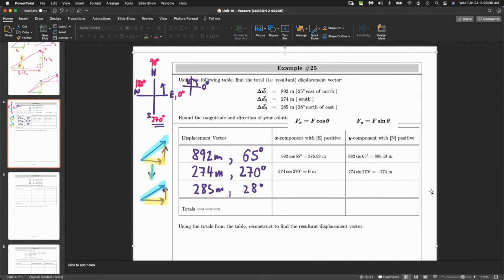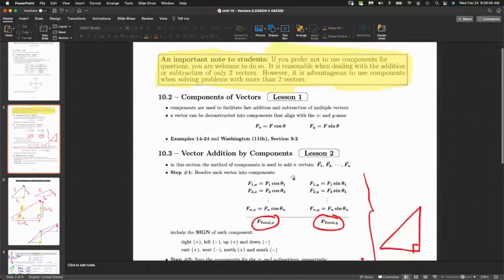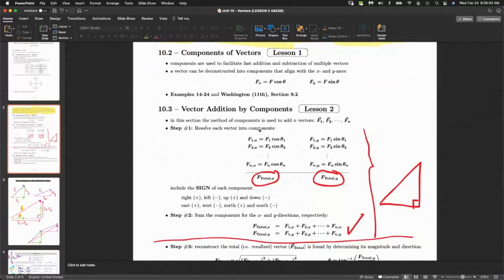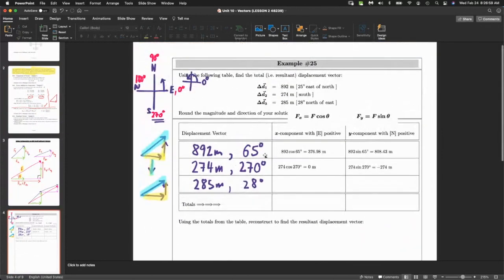So where are we in the process right now? In terms of the method of components, we're just breaking up the vectors. We've done 2 of them so far, and we've found the x and y components. In general, there will be n vectors. In this case, there's 3 vectors. So if this question was only to add 2 vectors by components, it's very similar to the visual description that I started off today's lesson with.